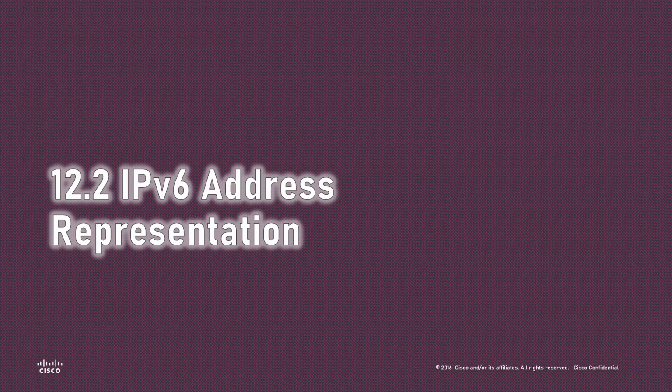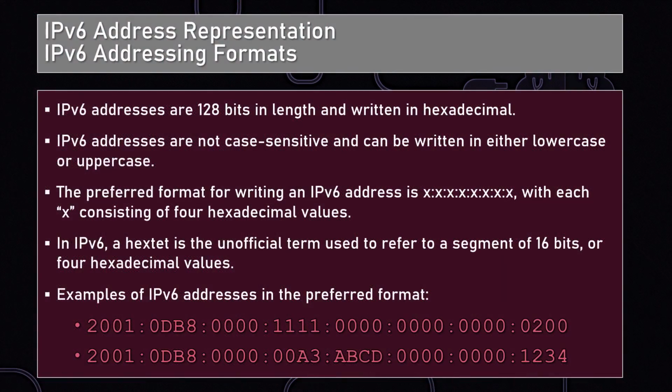Now let's look at address representation. How do we look at these things? IPv6 addresses are 128 bits in length and written in hex. Now, they're not case sensitive. They can be written in lower or uppercase, doesn't matter. The preferred format is to write it in 8 blocks of 4 hexadecimal values each. So the shorthand is often x colon, x colon, x colon, x colon, until you reach 8 blocks.